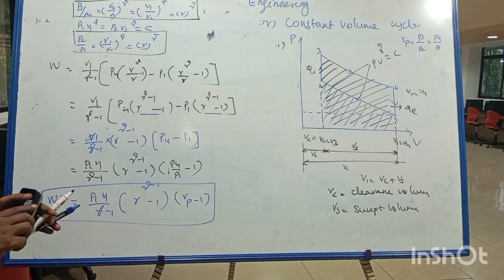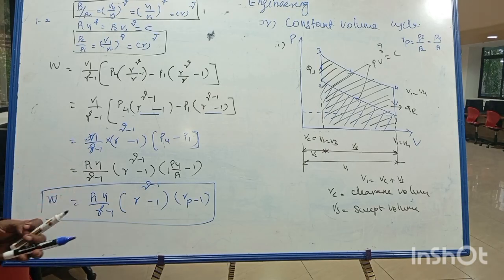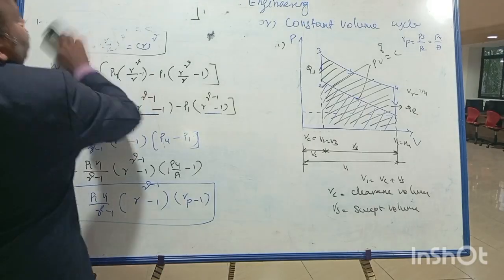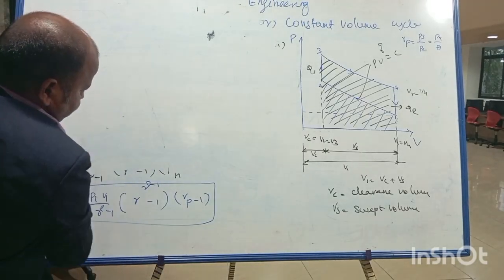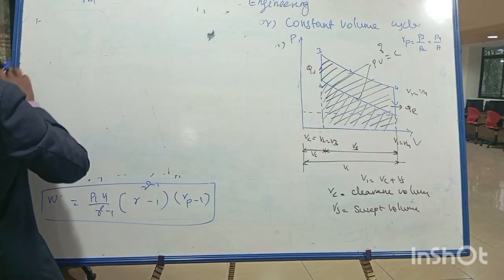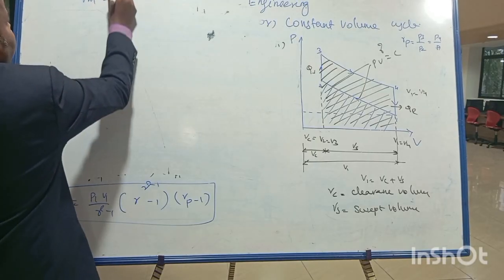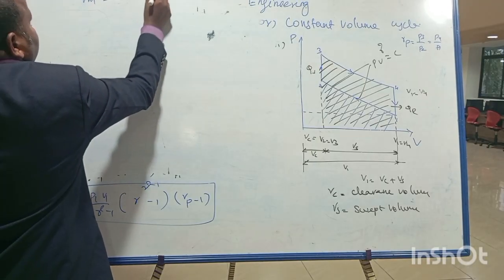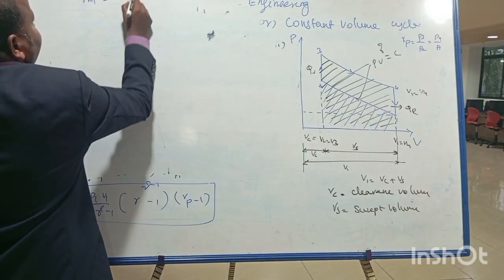Now we are going to derive the final step, that is mean effective pressure. Already I told you, right? Mean effective pressure Pm should be equal to work done divided by swept volume.